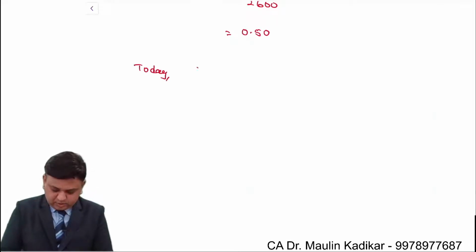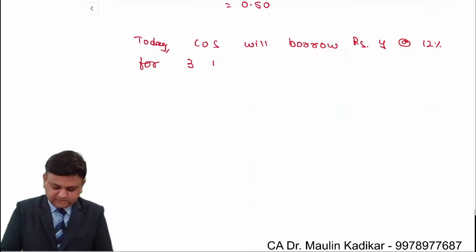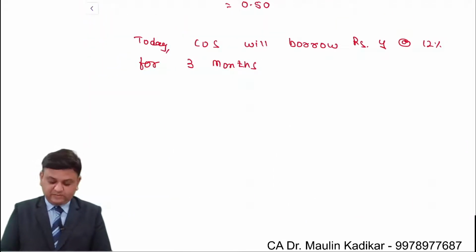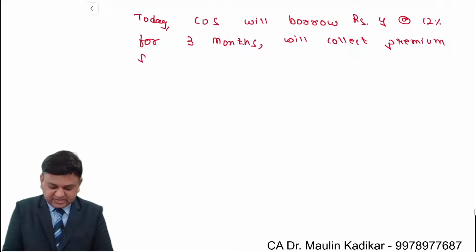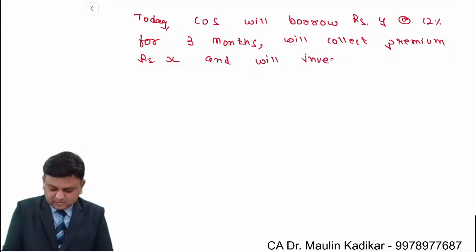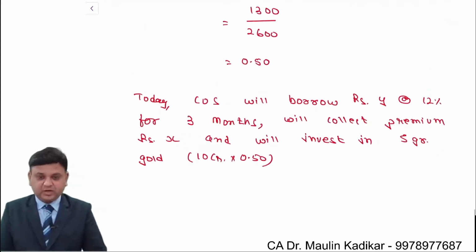Today, the call option seller will borrow rupees Y at the rate of 12% for 3 months, because you can see that the time period is 3 months, as provided to us. So the call option seller will borrow rupees Y at 12% for 3 months, will collect premium rupees X, and will invest in 5 gram gold. How is this 5 gram calculated? It is 10 gram into 0.5, because the option is sold for 10 gram gold.